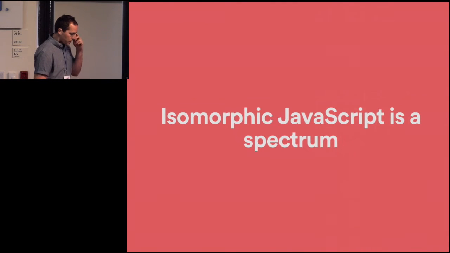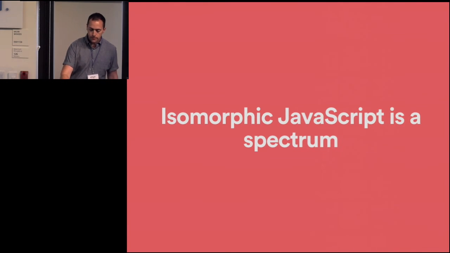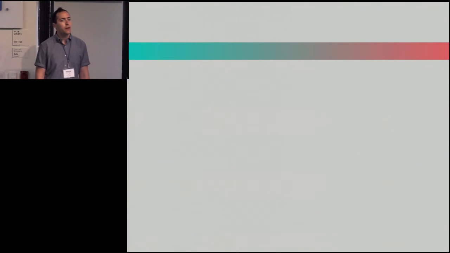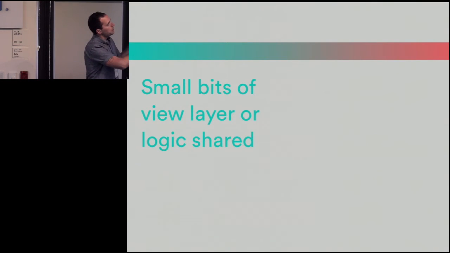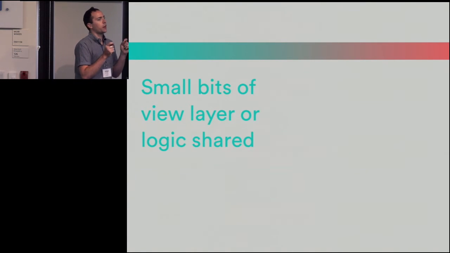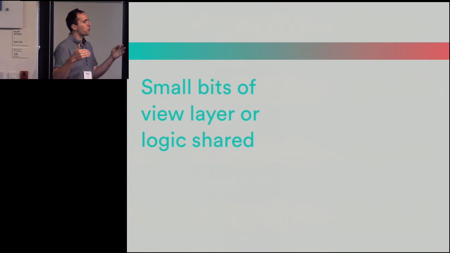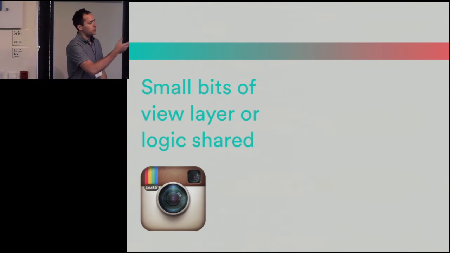So all this is to say that isomorphic JavaScript is a spectrum, and your app can kind of fall anywhere along this spectrum depending on your goals. Let's say on one end of the spectrum is maybe just small bits of view layer, a few templates, a few bits of logic shared, a few functions shared. Maybe you just share Underscore or something. An example of this would be Instagram, because Instagram just shared its view layer.